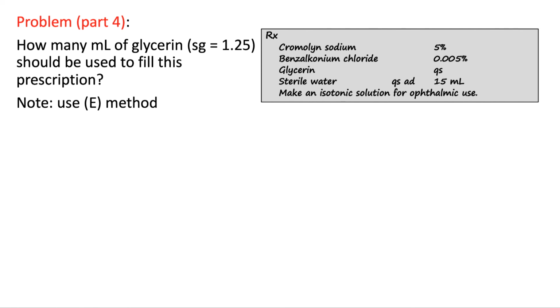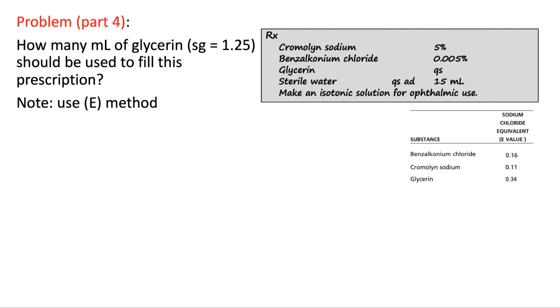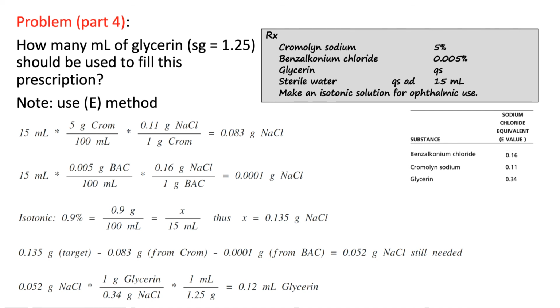And again, I'm also told in this question to use specifically now the sodium chloride equivalent, so we'll need to do E values. So the first step is to go to our reference source, but this time I'll remind you we need the E values for each of our ingredients. And even though we're going to be calculating the amount of glycerin we need, the amount of glycerin we need will depend on how much we need to get in on top of the amount contributed from the benzalkonium chloride and the cromolyn. So we see all of the E values listed there from our reference. Once we have that, we can begin to solve this question. And I show all of this work on the left-hand side.